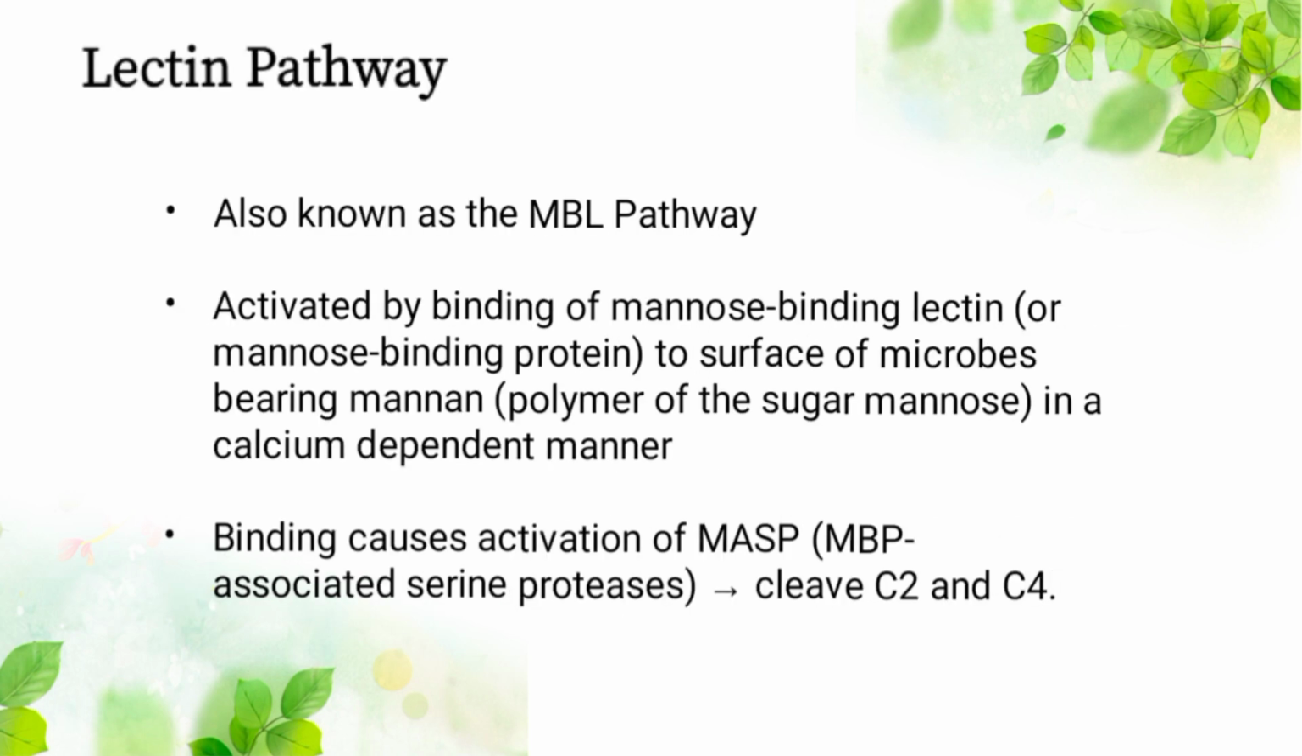Then, the lectin pathway. The lectin pathway is also known as the MBL pathway. It is activated by binding of mannose binding lectin to the surface of microbes bearing mannan in a calcium dependent manner. This binding causes activation of MASP, which cleaves C2 and C4. Mannose binding lectin associated serine proteases are the enzymatic constituent of the lectin pathway of the complement system. They complex with large pattern recognition molecules such as MBL, other collectins and ficolins.